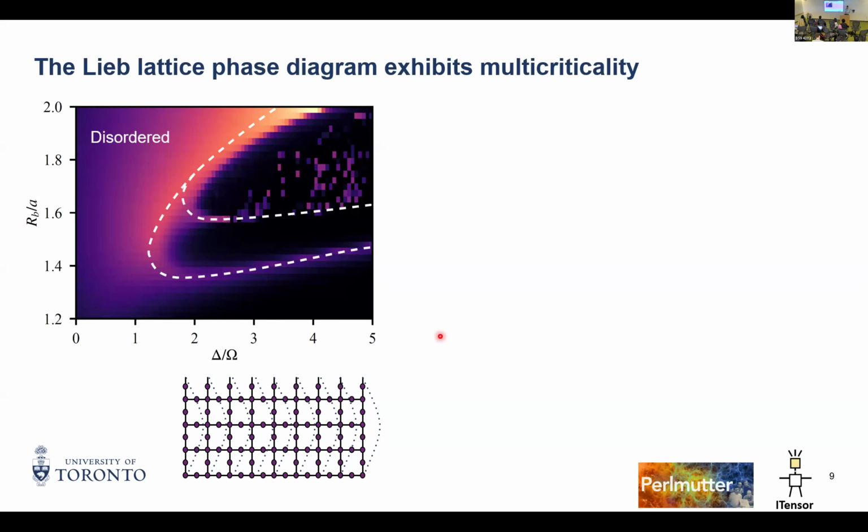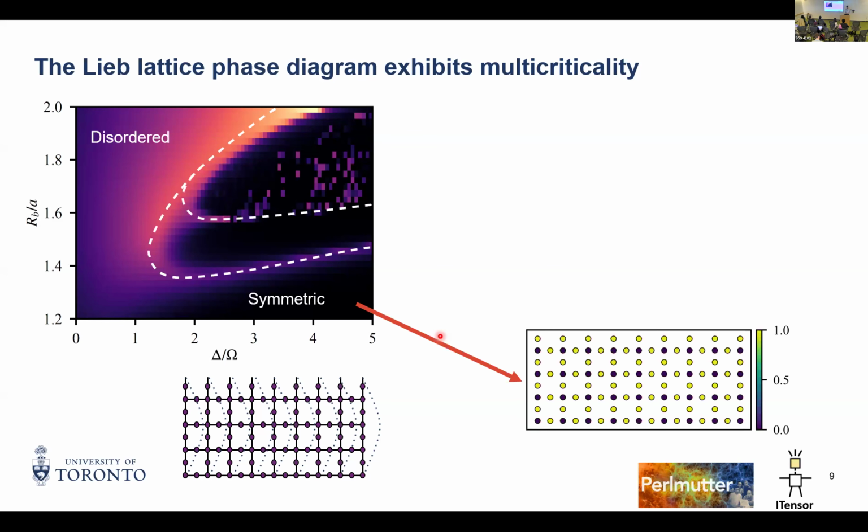So we have 4 phases showing up in this phase diagram. On the left is the same disordered phase that we saw in all the other ones, where there's just a low density of homogeneously spaced Rydberg excitations. In the bottom right, we see what we call the symmetric phase. We call it symmetric because it doesn't really break any symmetries, but the Rydberg excitations all sit on the B and C low symmetry sublattices, and the A sublattice is dark.